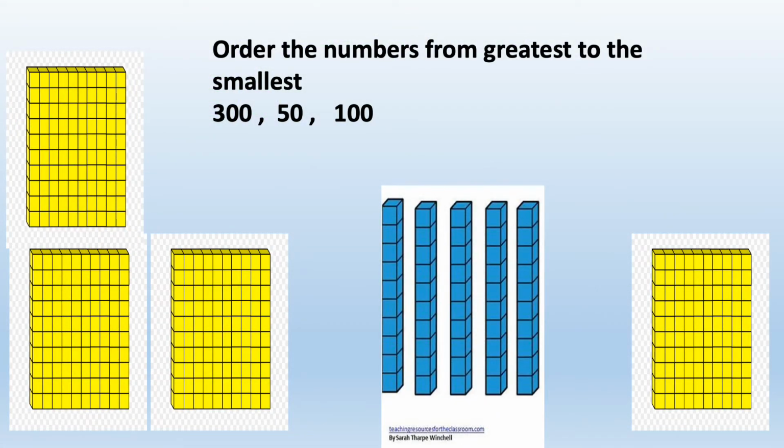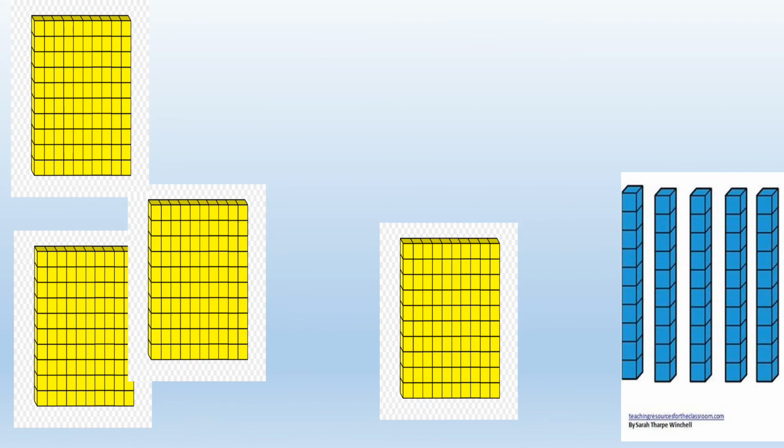Now let's try to arrange these numbers, that is 300, the next number 50, and the next number 100, in order from greatest to smallest. First let me put the cubes in order. So I'm going to arrange it like this. First I have put 300 because there are 300 cubes. It's the greatest. And then I put the single 100 cube in the second place and the tens in the third place. So it's going to be like this: 300, then 100, and then 50.